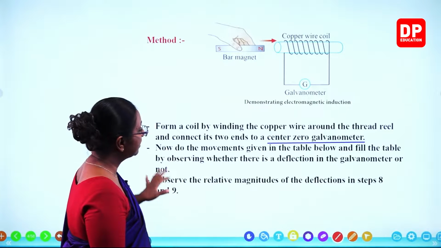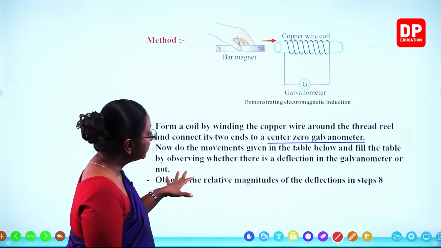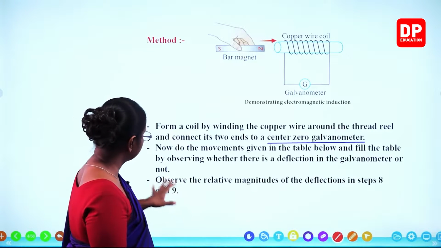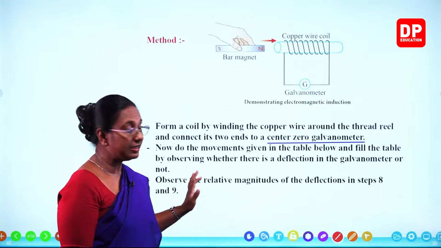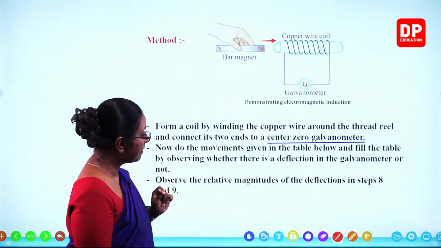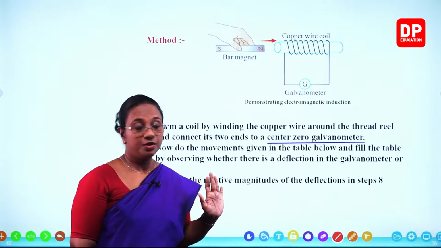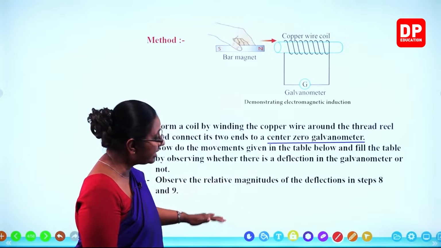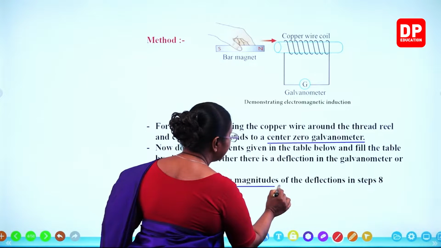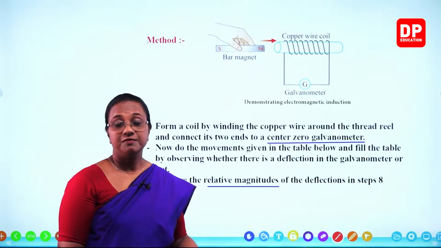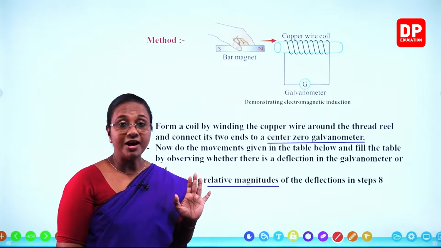That is very important. That is why we use a center zero galvanometer. Now, do the movements given in the table below and fill the table by observing whether there is deflection in the galvanometer or not. Observe the relative magnitudes of the deflections in steps 8 and 9. You do up to 7, and in 8 and 9, you need to observe whether the deflection is faster or slower.